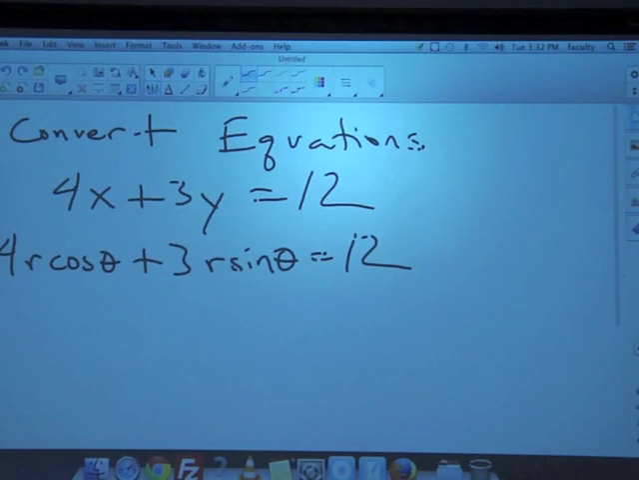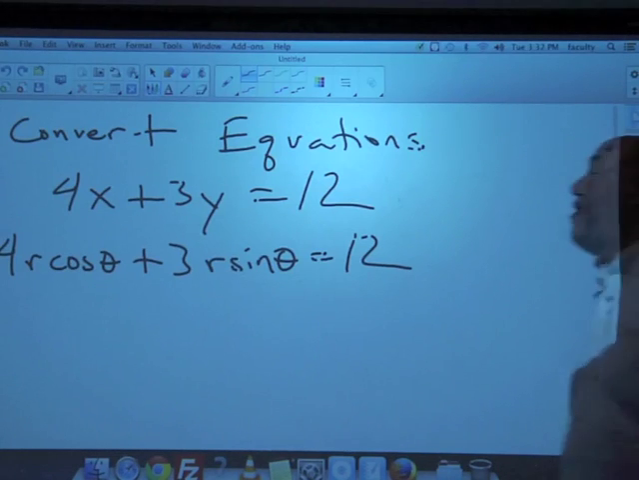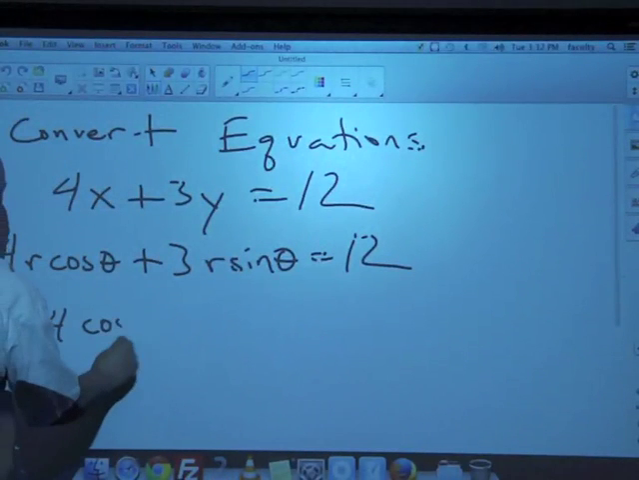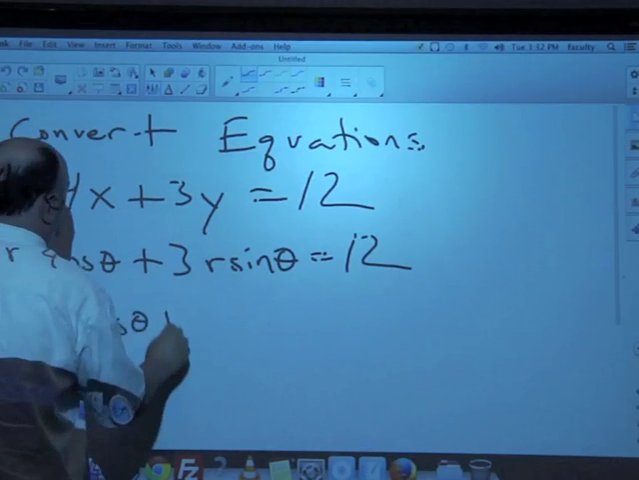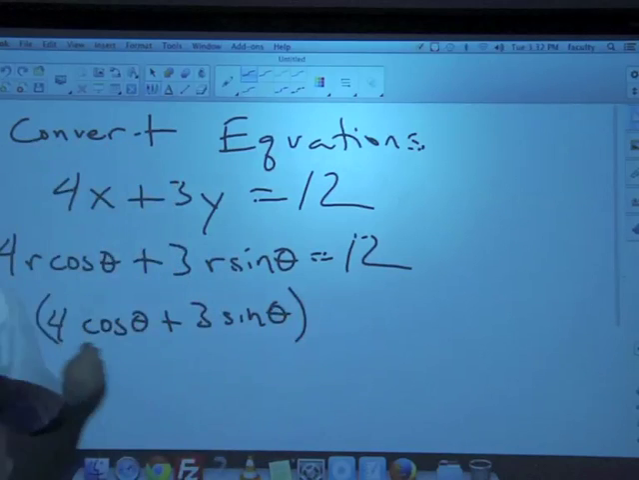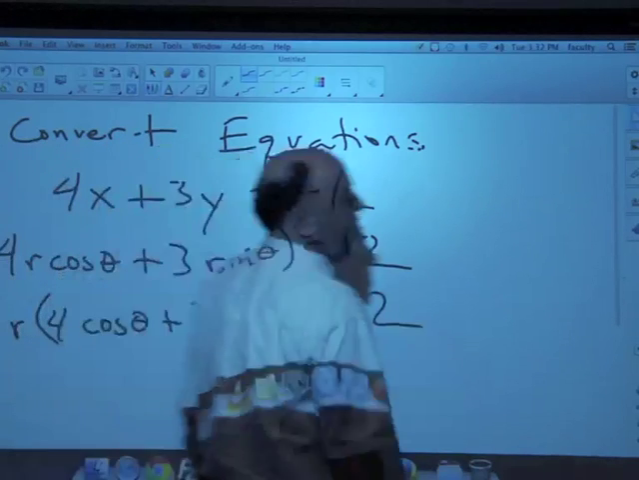Now generally polar equations are going to be in the form of r equals. Well, what's common to both terms on the left? Yes, r. Therefore, r can be factored out. So r times 4 cosine theta plus 3 sine theta equals 12.